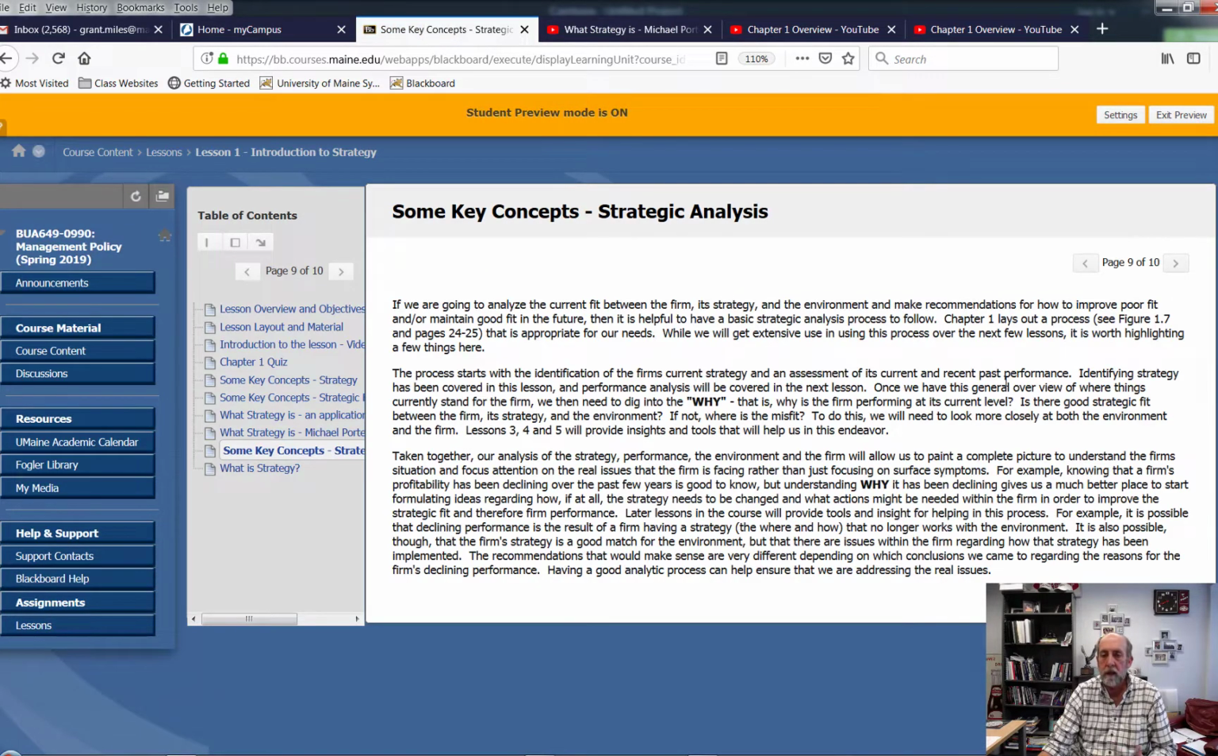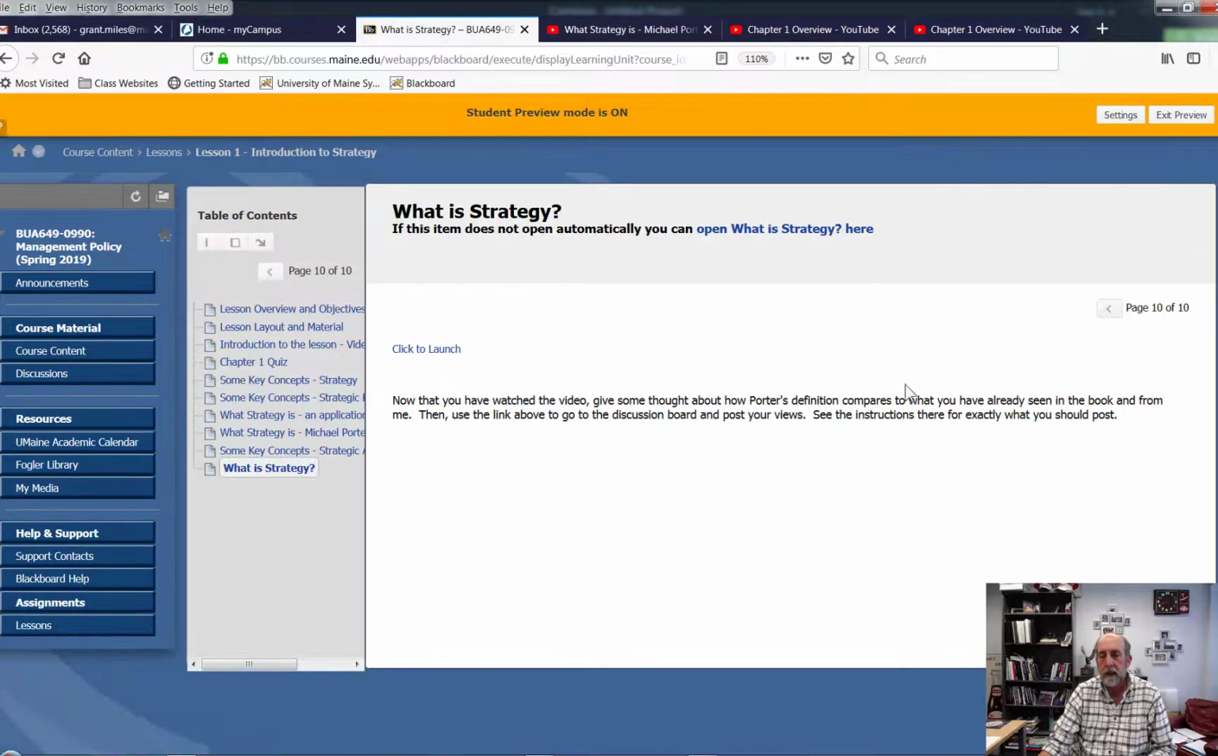From other classes, Porter's 5 Forces for Industry Analysis, for example, talking about his view of what strategy is. And then it's trying to move you into our final little section on strategic analysis. And then directing you to the discussion board, where you get to compare and contrast the different views of strategies that have been offered. That's a fairly typical lesson that we would go through.